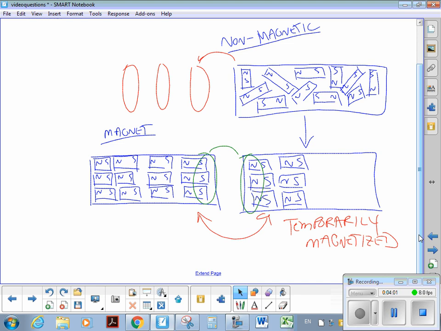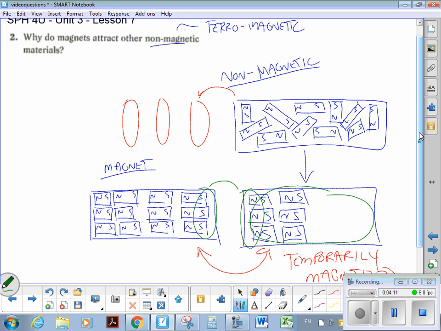So those dipoles in here, they align temporarily, depending on the material. That'll influence how long, but that's why magnets attract non-magnetic materials. But again, to specify, it has to be ferromagnetic materials, not just any material.